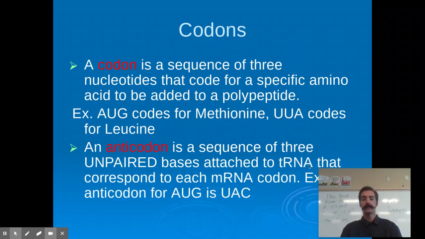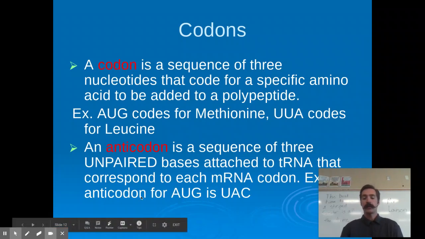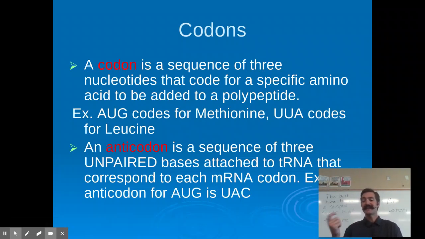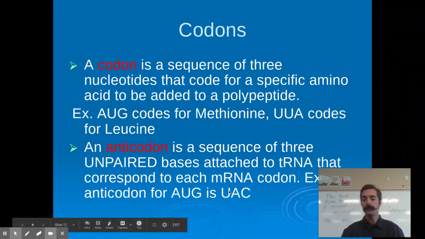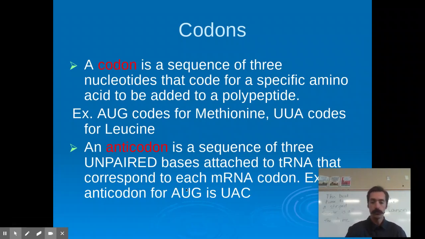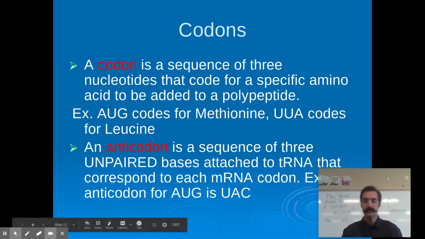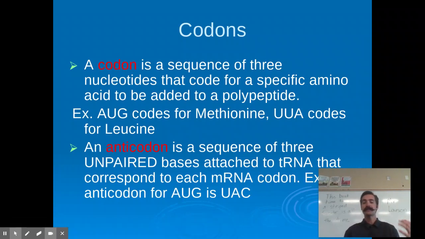So an anticodon is a sequence of 3 unpaired bases attached to the transfer RNA that corresponds to each mRNA codon. So the anticodon is basically the second side of an mRNA. So AUG would be UAC. So A would bind to U, U would bind to A, G would bind to C. So basically, a codon is the sequence. The anticodon is the opposite of that, or is basically what pairs to the codon.